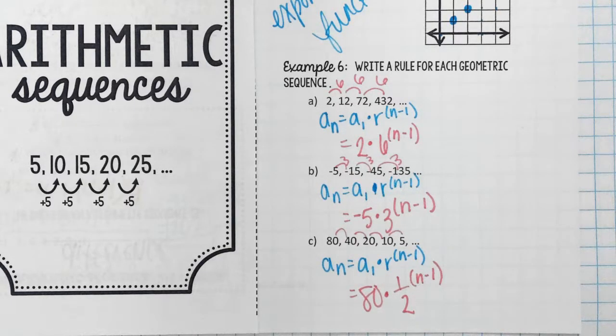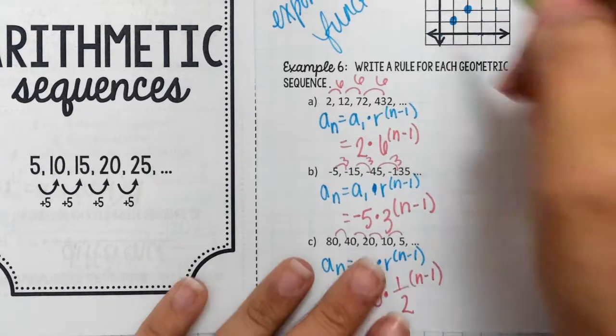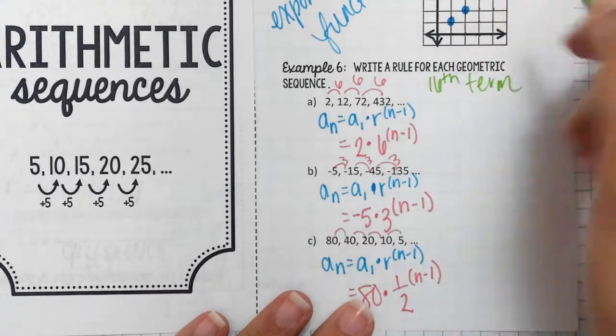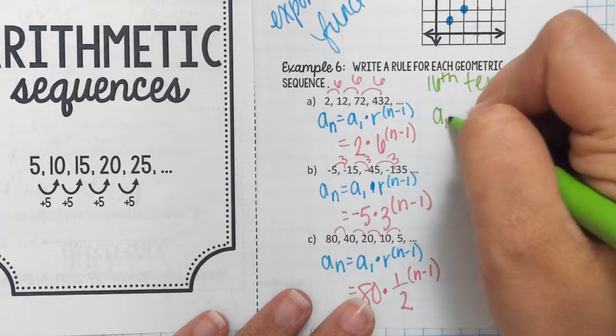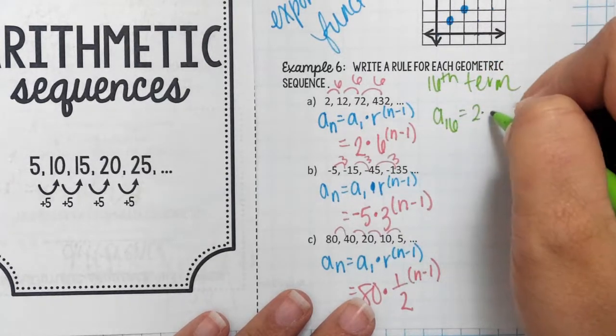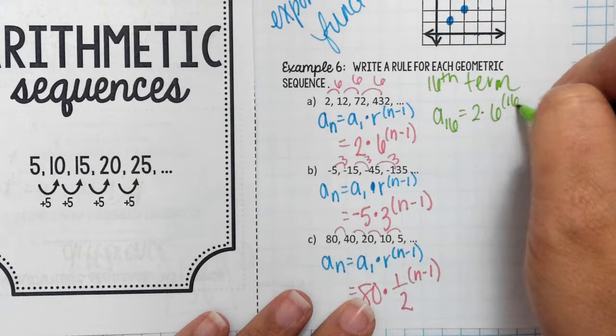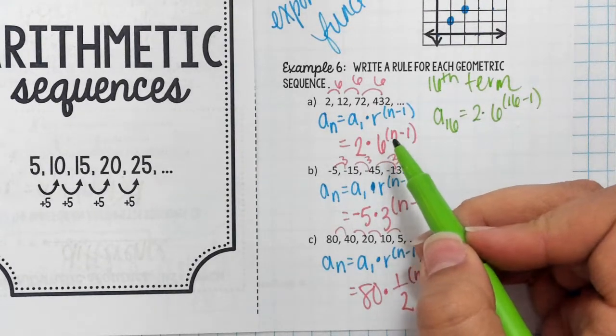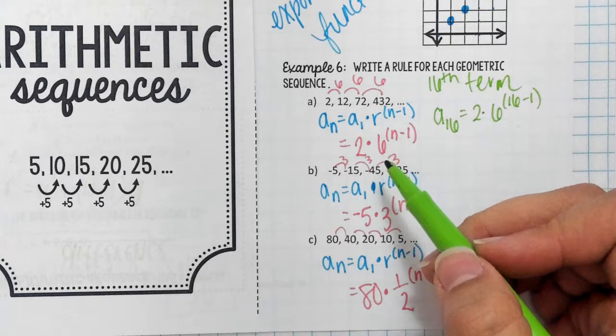Are we ready to find some terms? Let's do this. All right, so for A, I want us to find the 16th term. So we would say A sub 16 equals 2 times 6 to the 16 minus 1. Now, I'm just using my rule, and then I'm plugging in 16 for n. Does everybody see what it did?